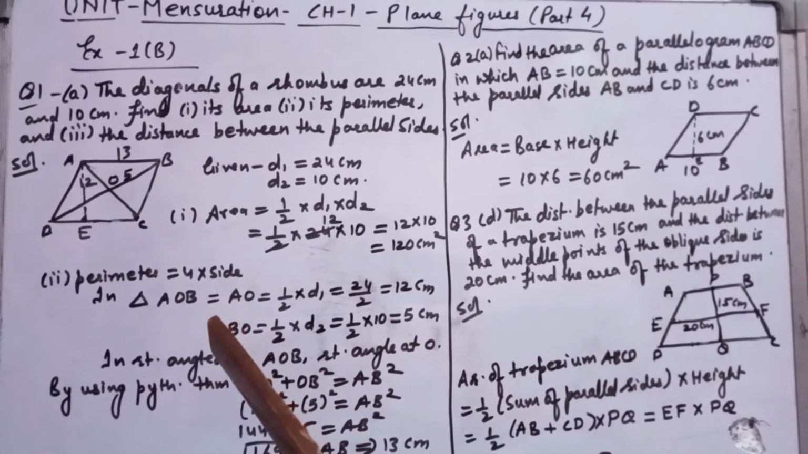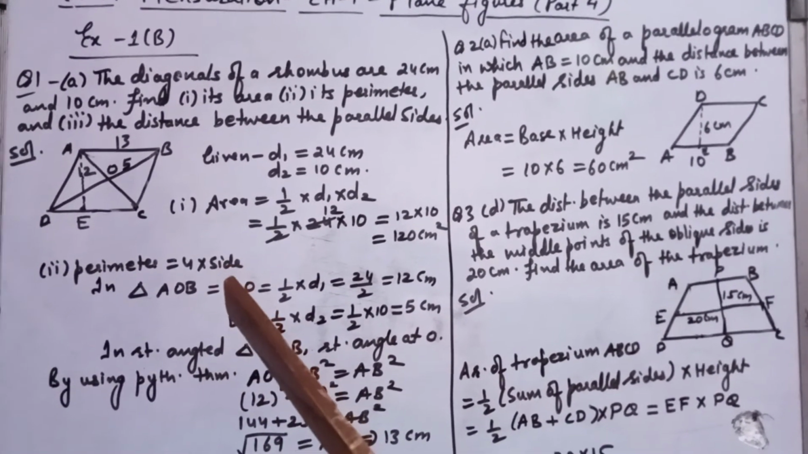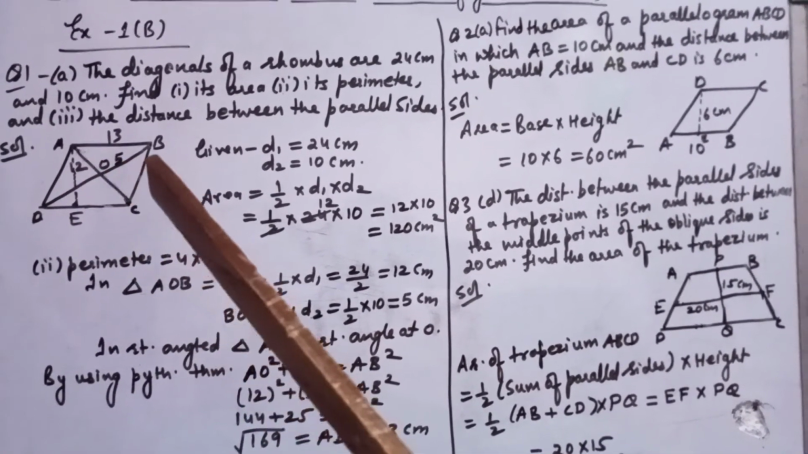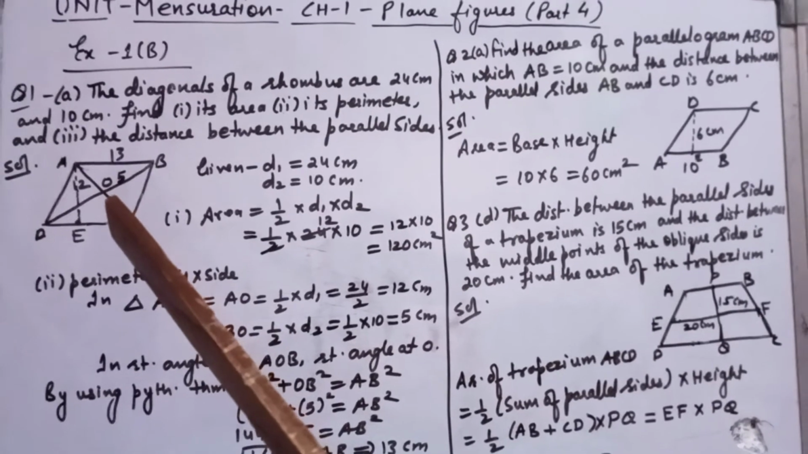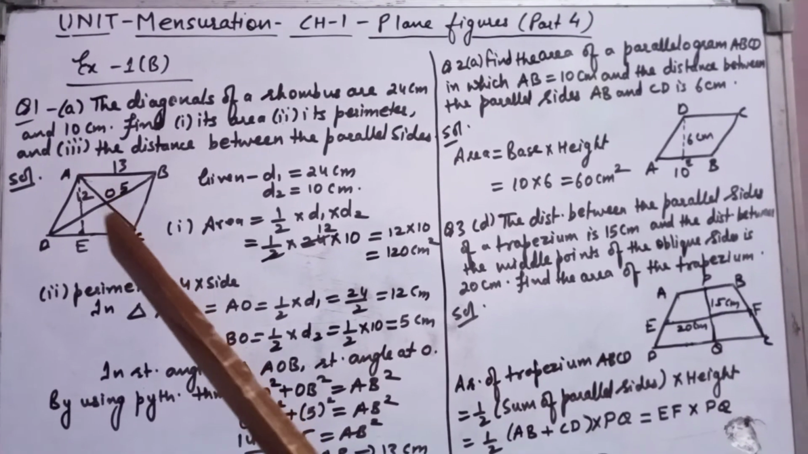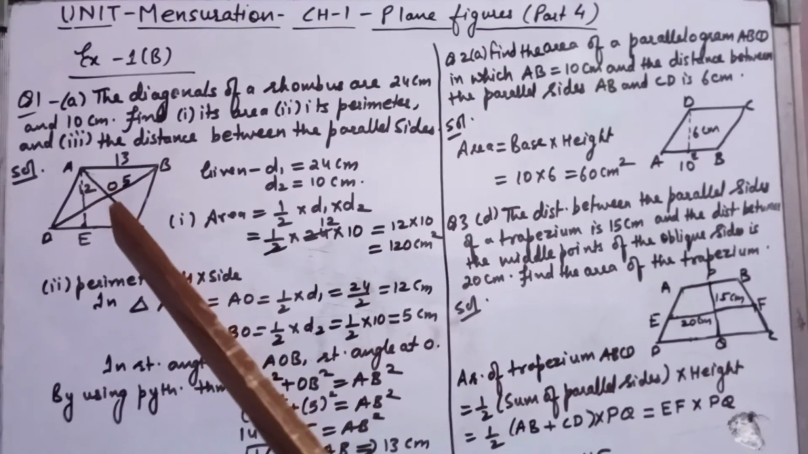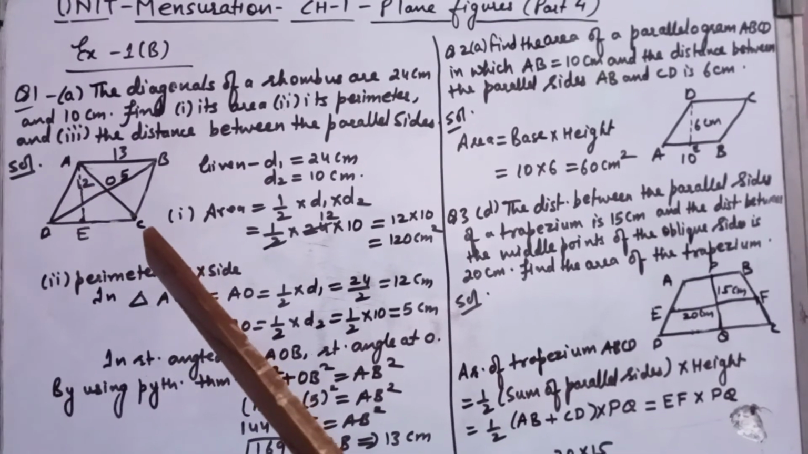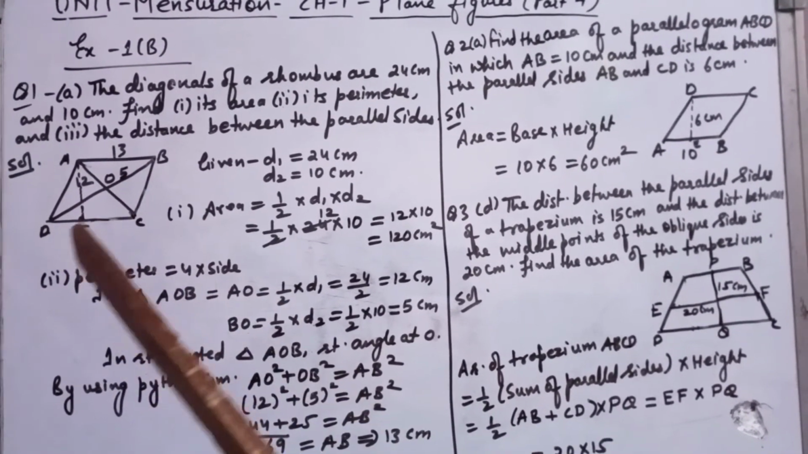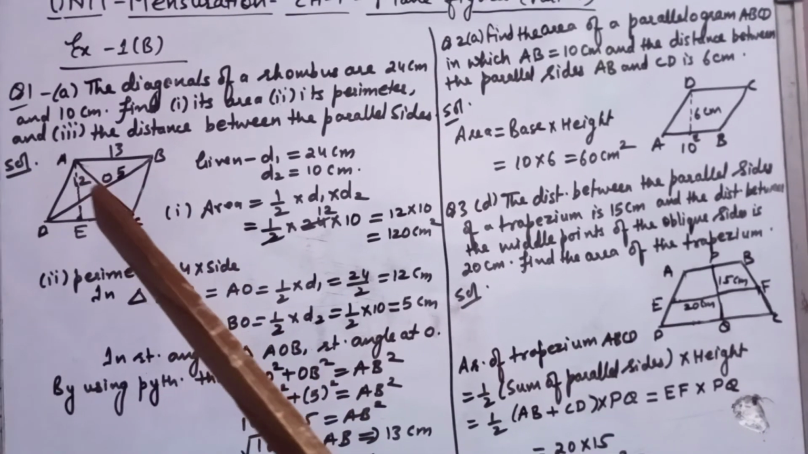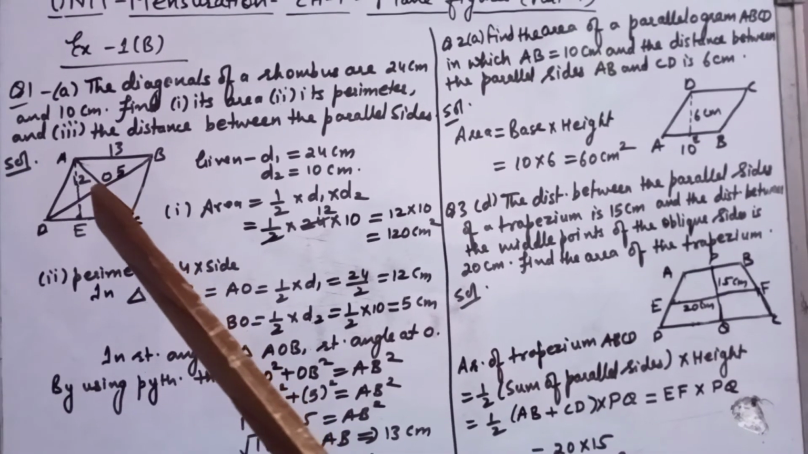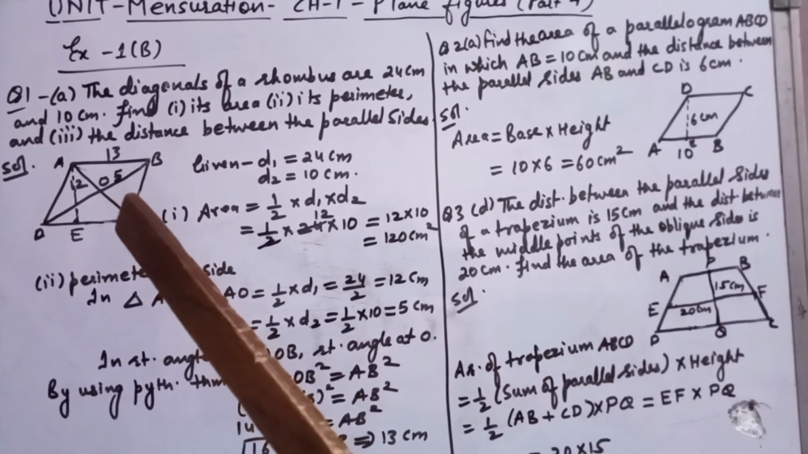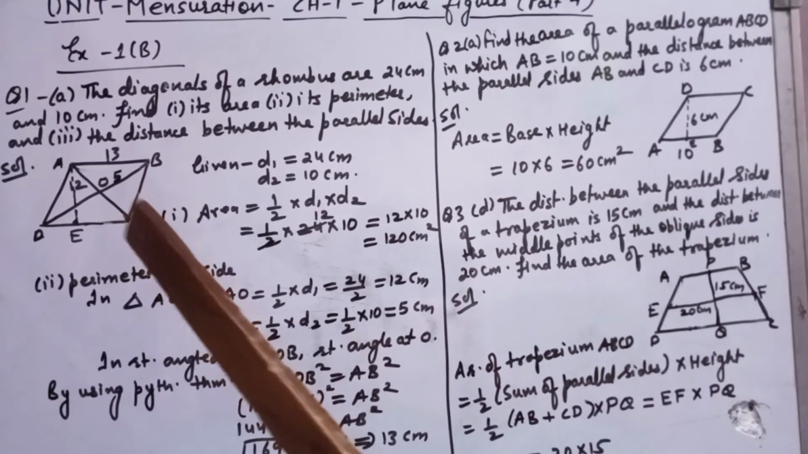Perimeter is 4 into side. For finding out the sides, we take triangle AOB. Where both diagonals meet, that is point O. First we will take triangle AOB. Where is the right angle? Right angle at O. AO is half of diagonal AC and OB is half of diagonal BD. So AO is half of 24, which is 12, and OB is half of diagonal BD, which is 10 divided by 2, which is 5.